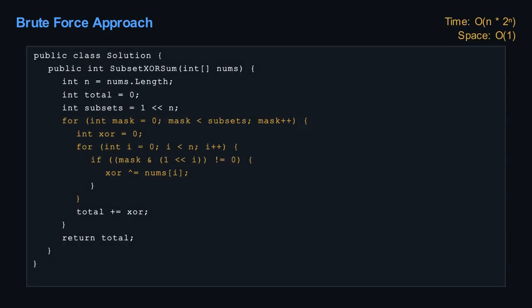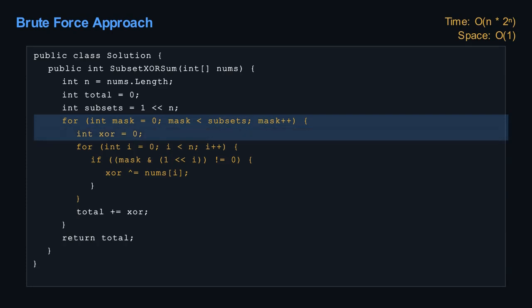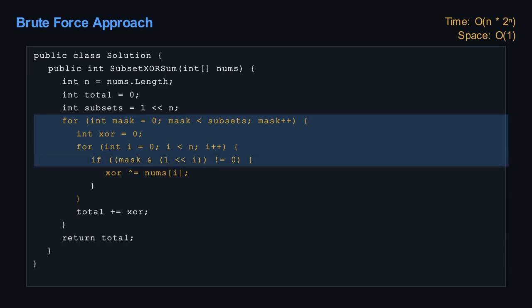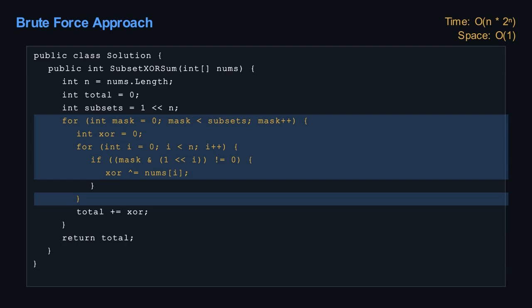A straightforward approach involves iterating through all possible subsets using a bit mask. For an array of size n, there are 2 to the power of n subsets. We can represent each subset with a mask from 0 to 2 to the power of n minus 1. For each mask, we iterate through the numbers, and if the corresponding bit in the mask is set, we include that number in the current subset's XOR sum. Finally, we add this XOR sum to our running total. This method works but generates each subset explicitly, leading to a time complexity of O of n times 2 to the power of n, and O of 1 space.